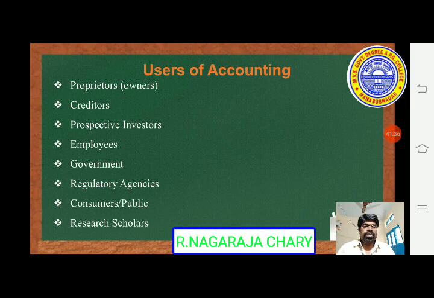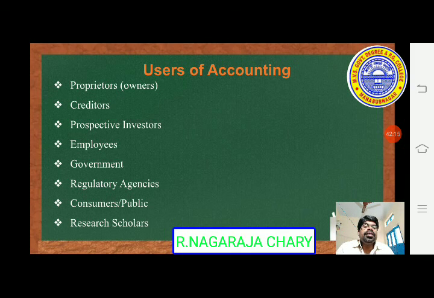Next, government. We know the ultimate regulating authority is the government. The government may be state government or central government, whatever it is. The rules and regulations are formed by the governments. We have to pay tax to the government, whether state or central. So the government requires accounting information.